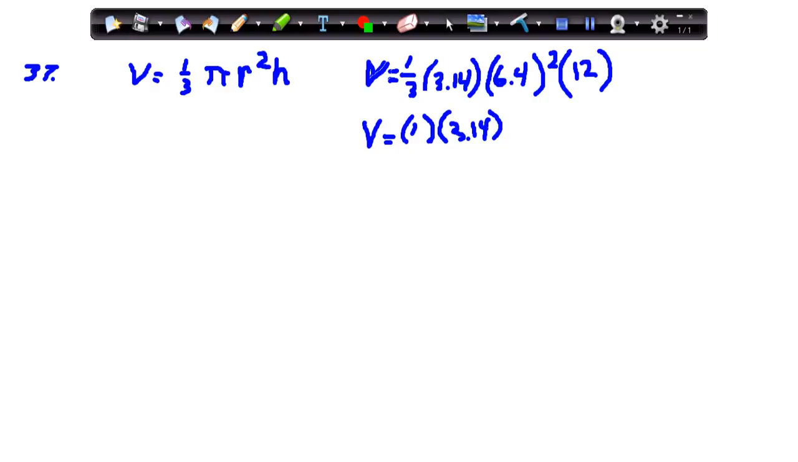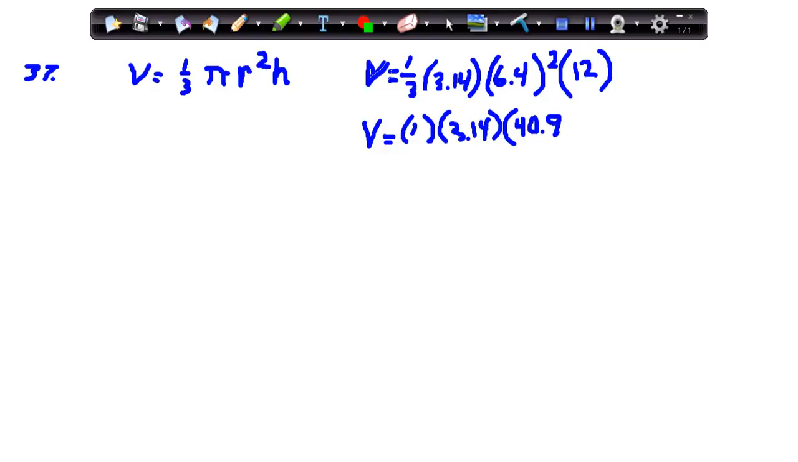6.4 times 6.4 is 40.96. We went ahead and calculated that, and bringing it down, you see where we got it from. 6.4 squared, right? And so we went ahead and calculated it. You can do it in your calculator.